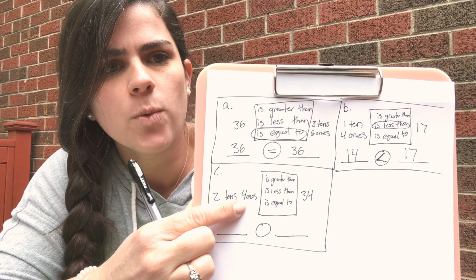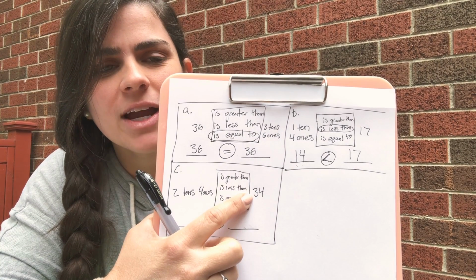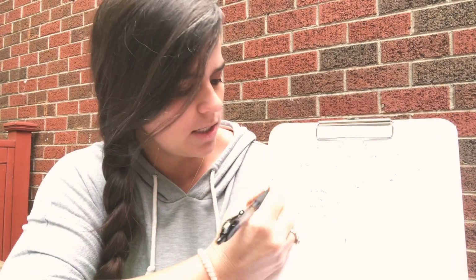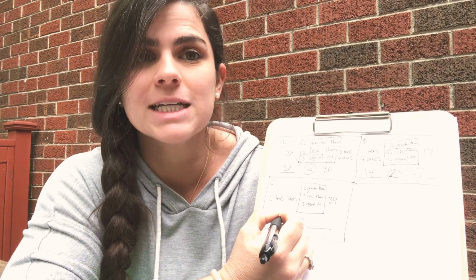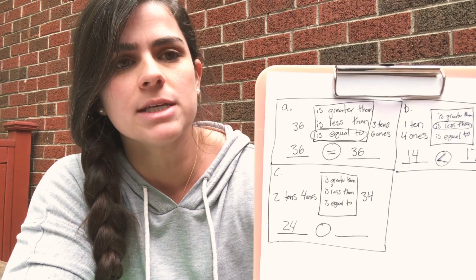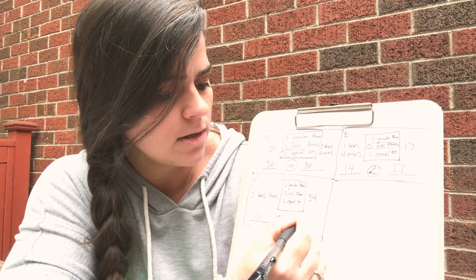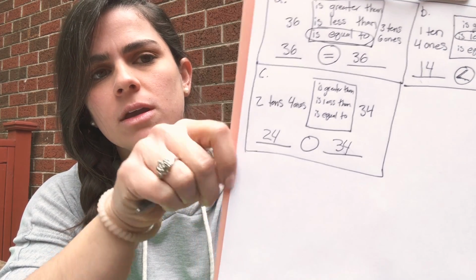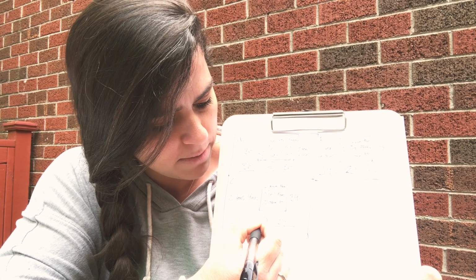2 tens, 4 ones, 34. How many tens does 34 have? 3. I already can figure out my answer. So let's write it. 2 in my tens place, 4 in my ones place. That's the number 24. Write the number 34, and then compare. Which one is greater? Which one is the alligator going to eat? Put his mouth towards the bigger number.